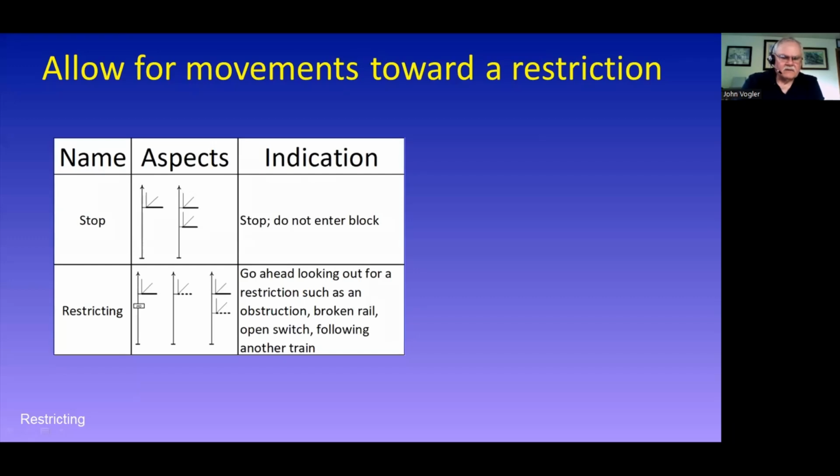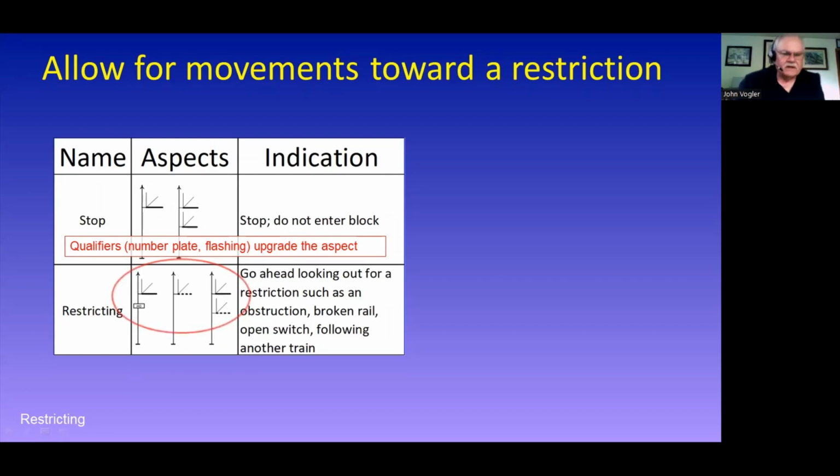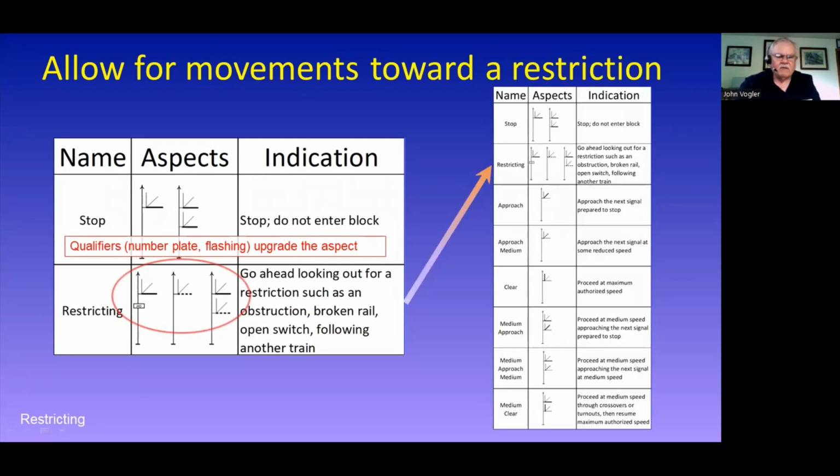So let's talk about the restricting now. We already have the stop indication. We're just going to add an indication that says look ahead, look out for the restriction, and we can do the same thing with the number plate or a flashing to upgrade that stop indication. If you look up above, you see the stop indication is just a steady red or a steady horizontal. And to upgrade it, all we have to do is flash it or add a number plate. And now we've got our full chart.